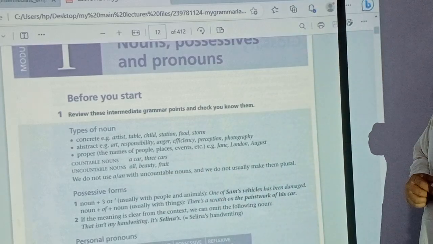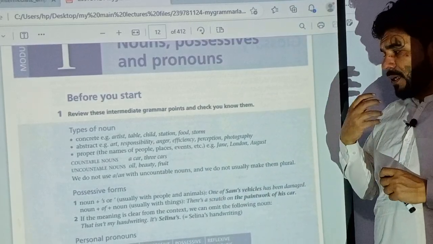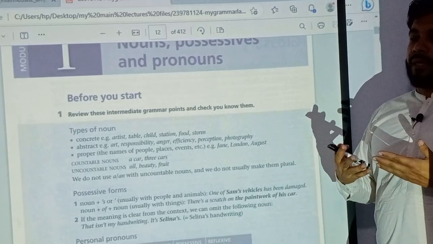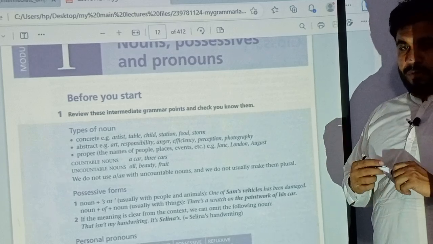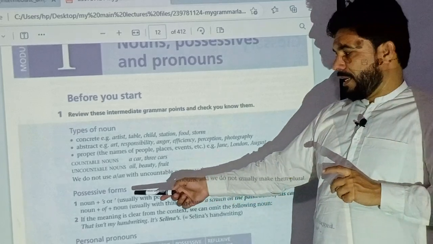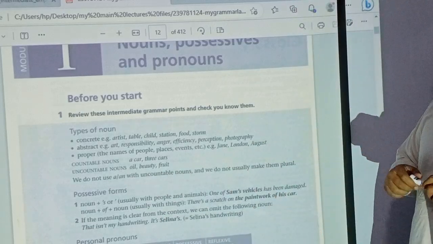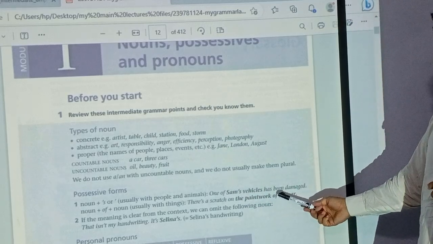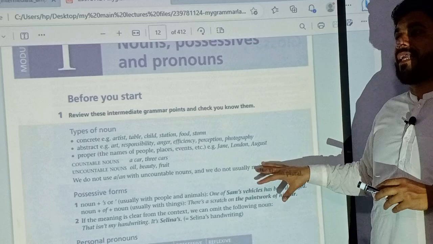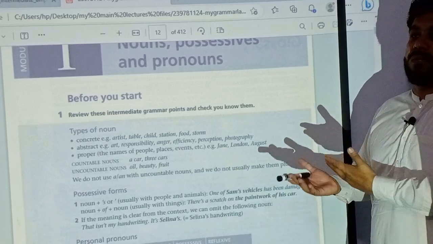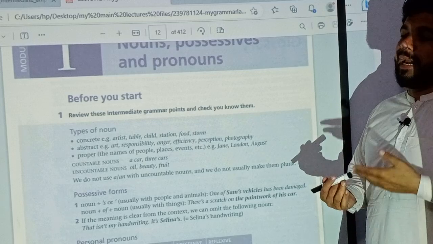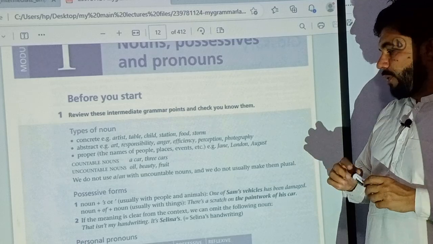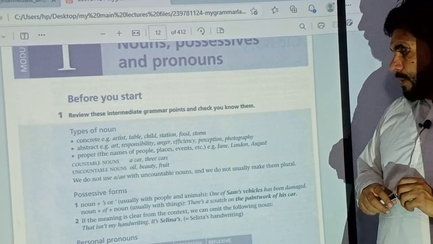Now possessive forms. Possessive form means when you talk about the possession of somebody or something, so you use an apostrophe with a noun to show the possession of it, like noun plus an apostrophe for showing possession of a singular noun. One of Sam's vehicles has been damaged. Now this sentence tells that Sam is a person who has many vehicles, and one of his vehicles has been damaged, right? So we are talking about the possession of Sam.